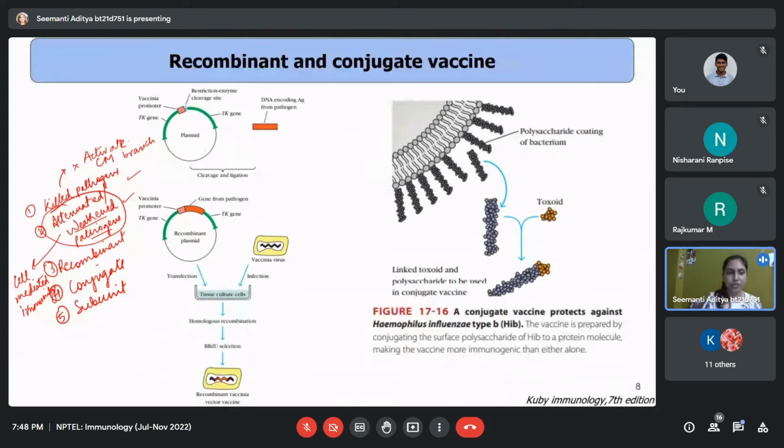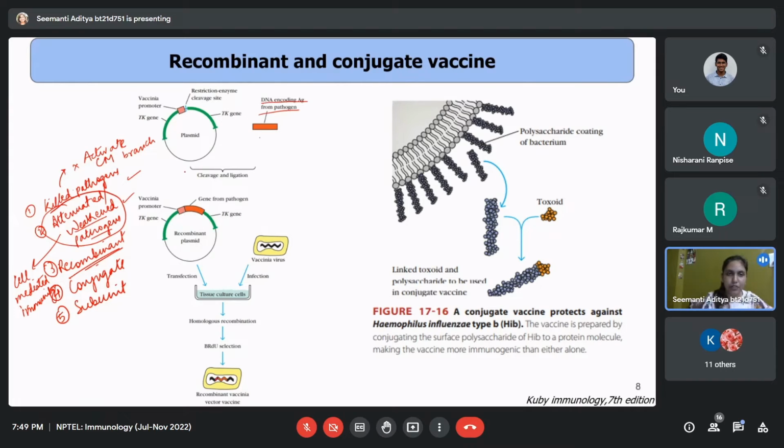So in order to overcome that limitation, the recombinant vaccine was discovered. What does a recombinant vaccine do? Instead of taking the entire pathogen, you take only the gene which is responsible for encoding the particular epitope or antigen of the pathogen. Say the DNA which is encoding the antigen from this pathogen, you isolate the DNA, and this DNA is then put into a plasmid vector.